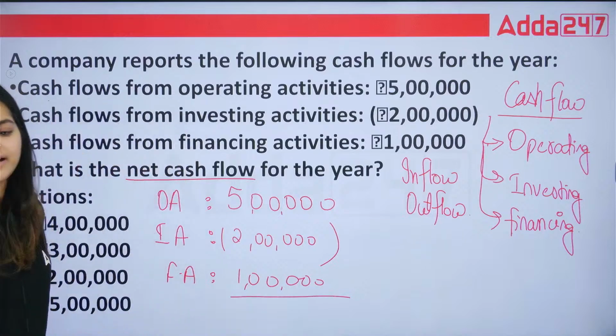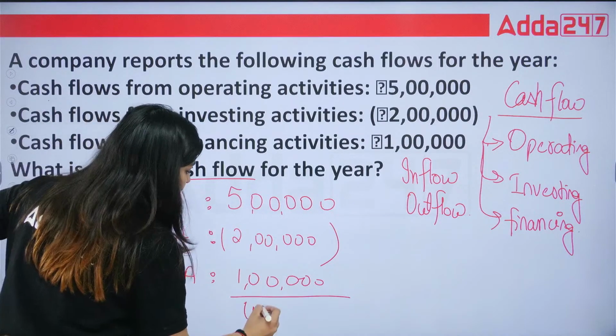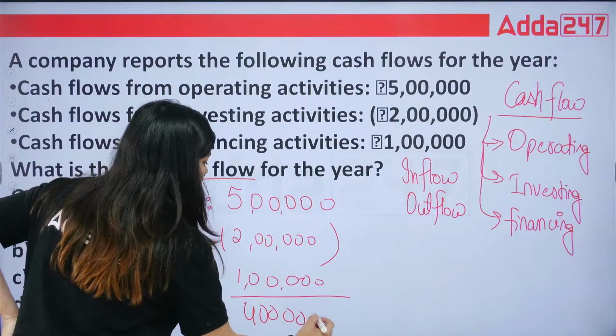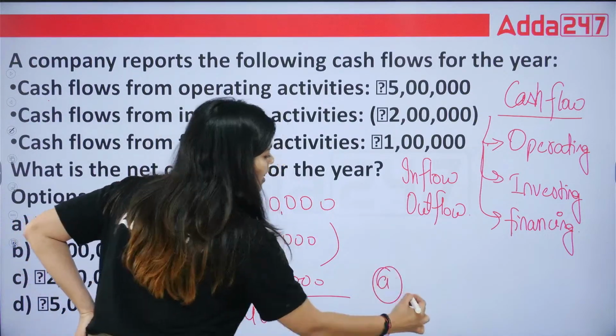Tell me, what is the net amount? 5 lakh plus 1 lakh minus 2 lakh. What is your net amount? Your net amount is 4 lakh. So 4 lakh is your answer.